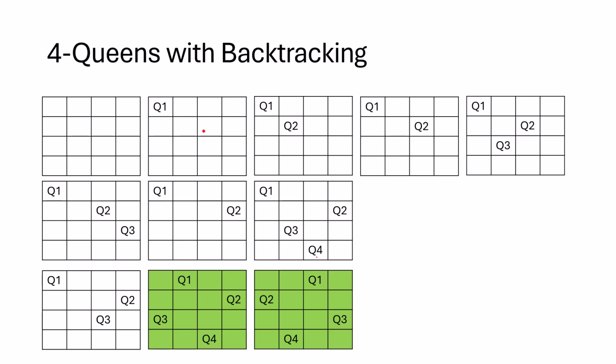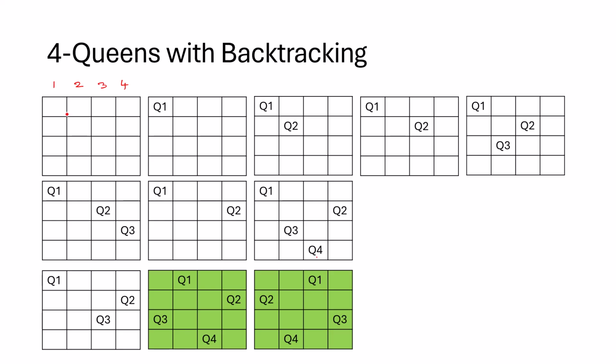So now we start with the 4 queens problem, where there is a 4 by 4 grid, which is a chessboard, and there are 4 columns: 1, 2, 3, and 4. Our job is to place one queen in each of the 4 columns such that they do not attack each other. There is not a single attacking pair.